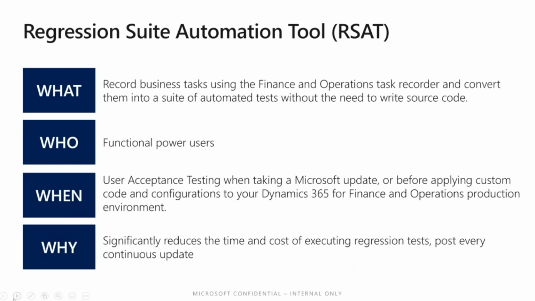So what is that tool? Essentially the rule of thumb for RSAT is that anything that can be recorded using a Finance and Operations task recorder can be utilized by RSAT into an automated test suite. So the business critical test scenarios can be recorded using Finance and Operations Task Recorder. You can then convert them into a suite of automated tests without needing to write source code, which essentially means our targeted audience is functional power users.